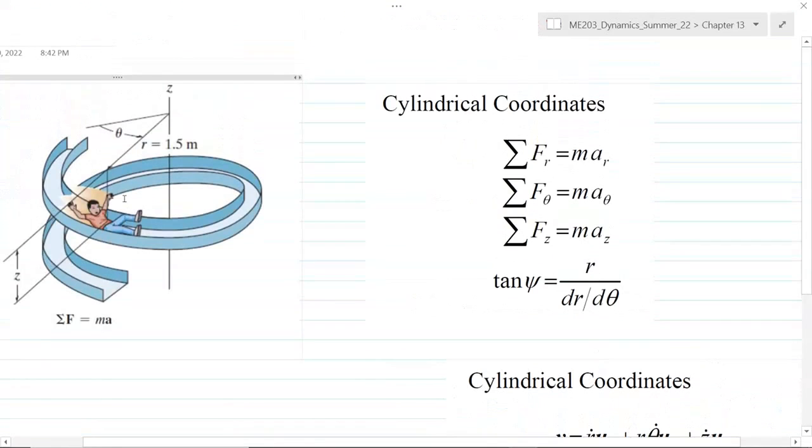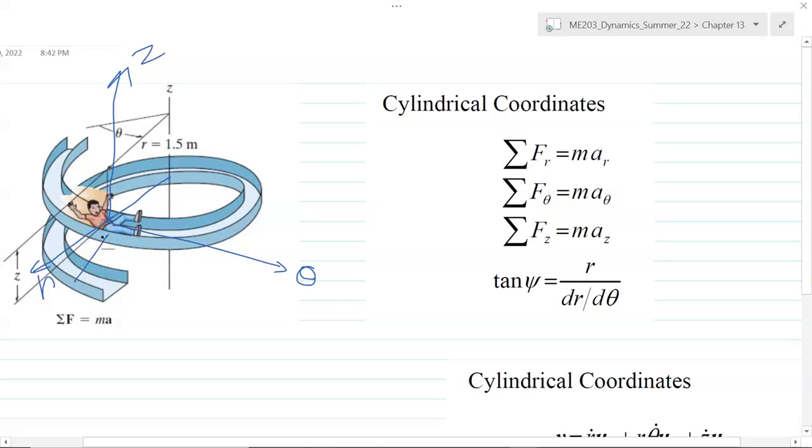So define the coordinate system. This direction is the radial direction measured from the center of the axis. Perpendicular to radial is the transverse direction, along the direction of motion. And this is the z direction, which is the vertical direction of the motion. These are the positive directions for our coordinate system: r, theta, and z.